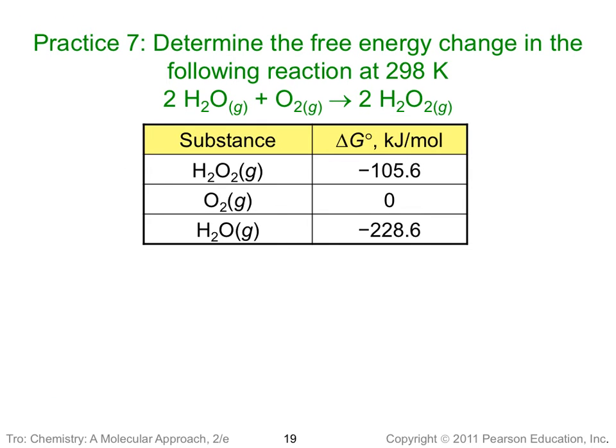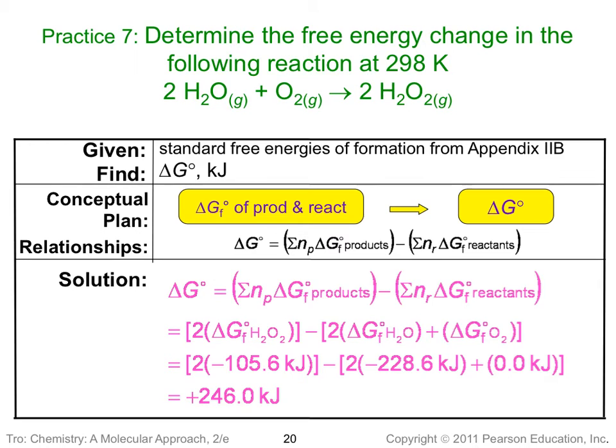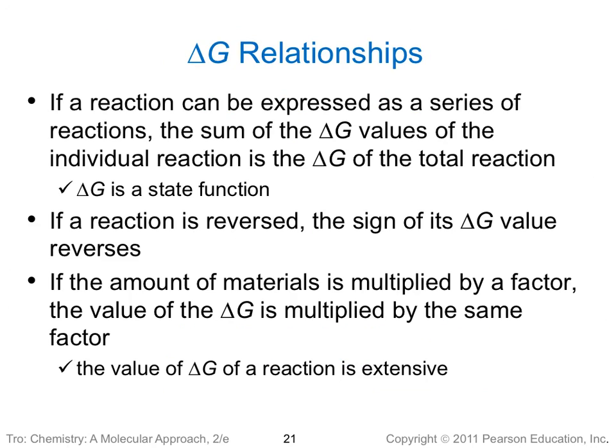So let's look at this one. And again, H2O. We know now that O2 or any element in its elemental form is 0. But then we can look up H2O and H2O2, with H2O2 as products minus H2O as reactants. So there's products, there's reactants. There it is.